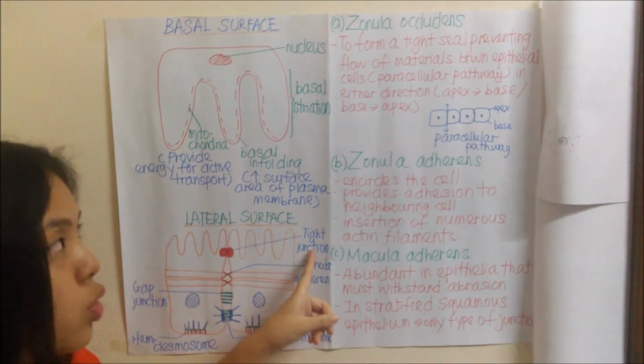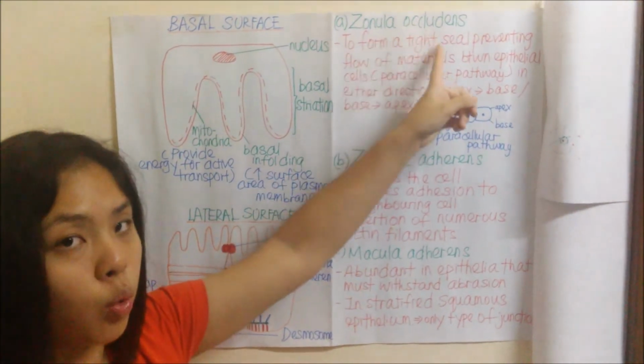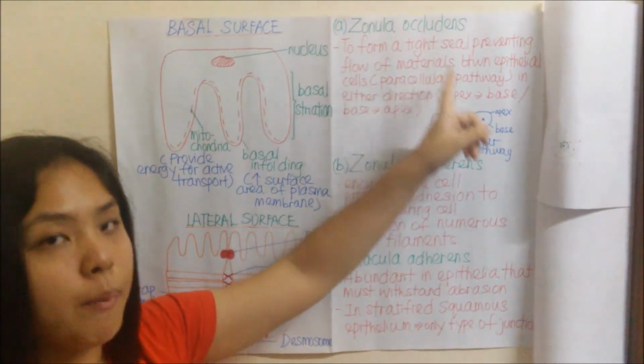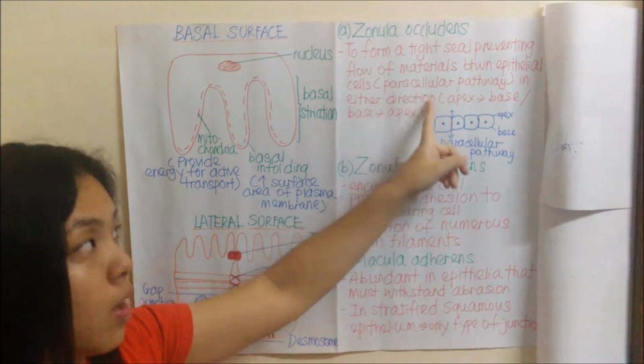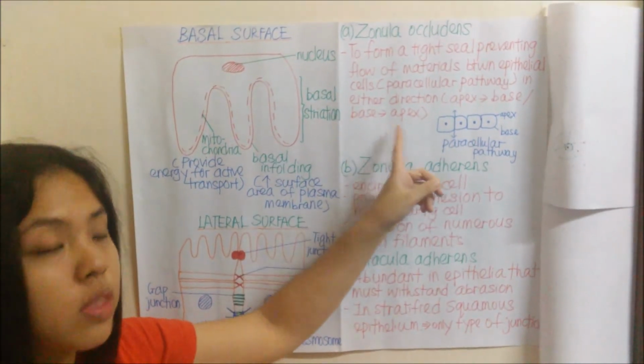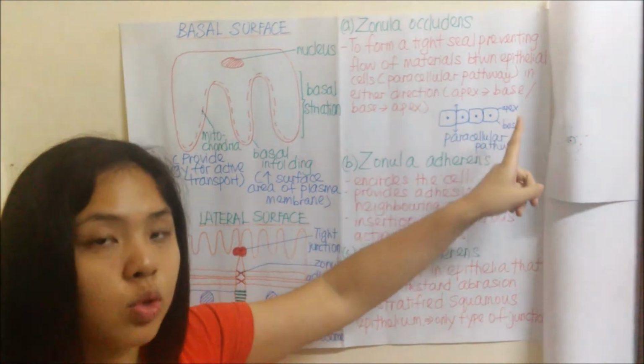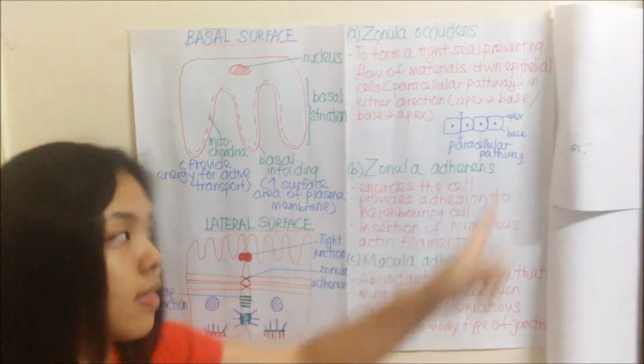First is the tight junction, also known as the zonula occludens. The function of the tight junction is to form a tight seal that prevents the flow of materials between the epithelial cells, the paracellular pathway, in either direction, from apex to base or from base to apex.